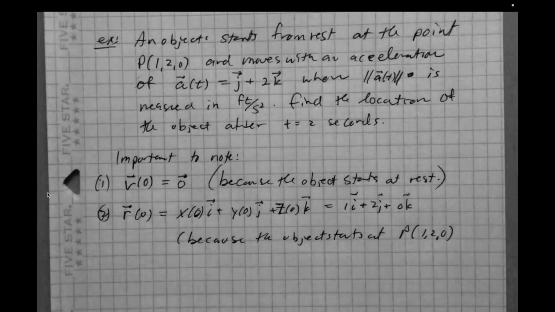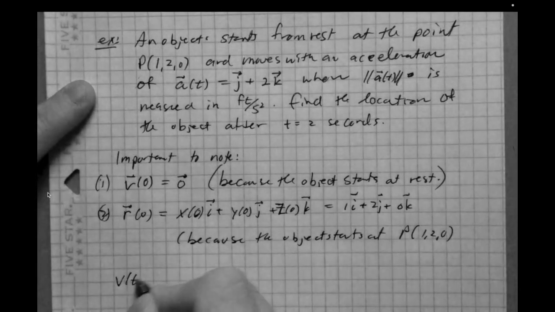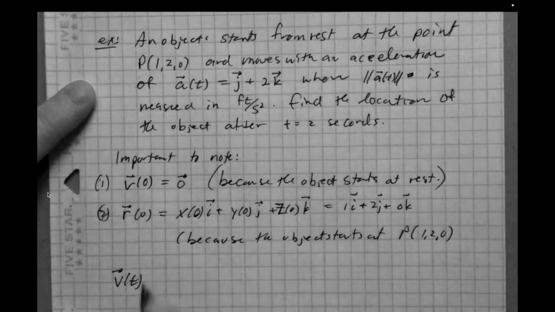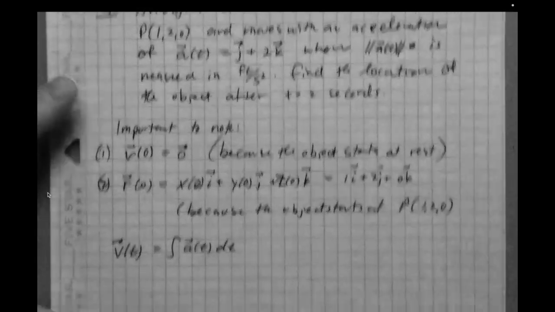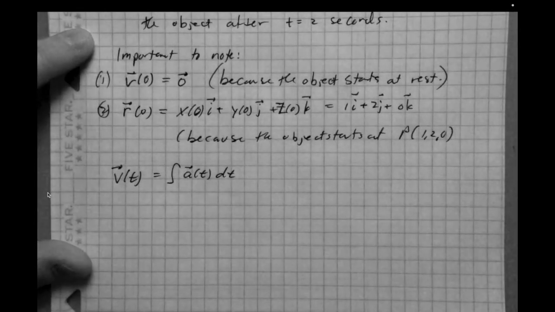And this is really important because when you integrate, remember there's that integration constant, and we're going to need these initial conditions to push through the integration constant piece of it. Okay, so let's find the velocity. V of t is going to be equal to the integral of a of t. We're going to integrate the acceleration function.